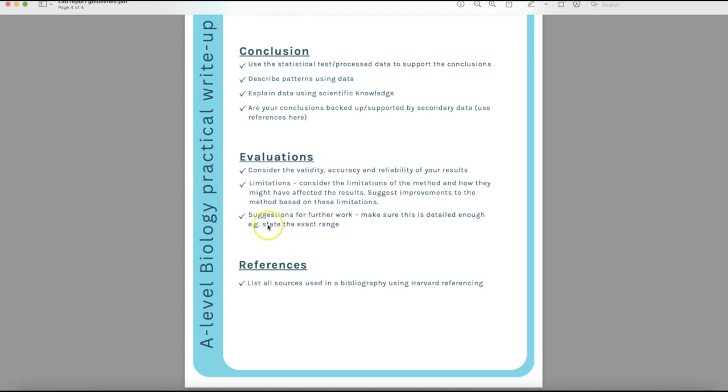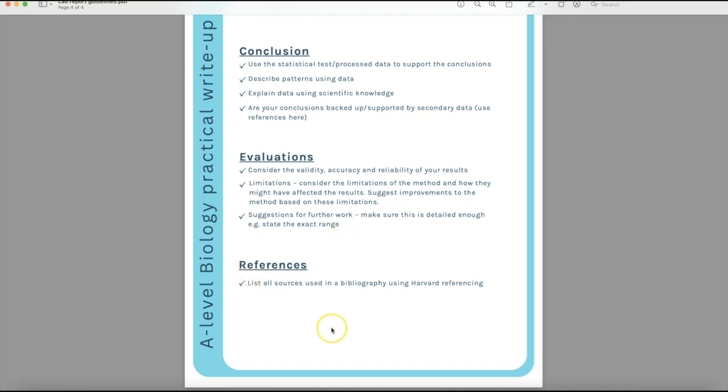And this kind of goes hand in hand with the last point, suggestions for further work. That could be improvements on the limitations of the method, or it could be something more you'd want to investigate to get a full conclusion. So for example, it could be a further experiment would be, I'm going to test a wider range of pHs or smaller intervals of pHs.